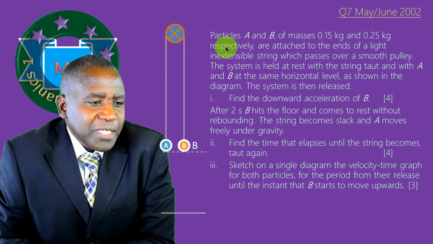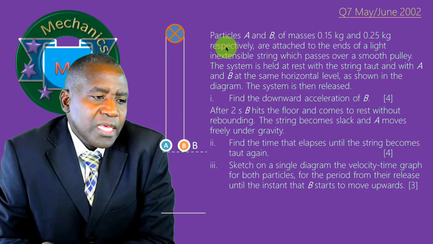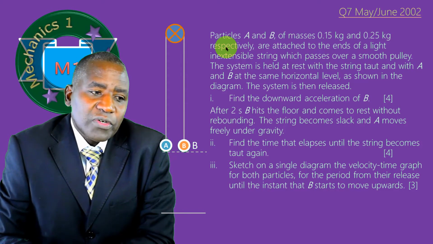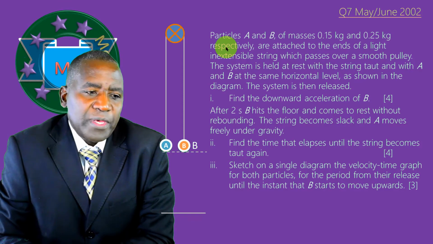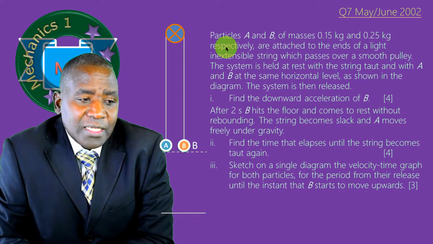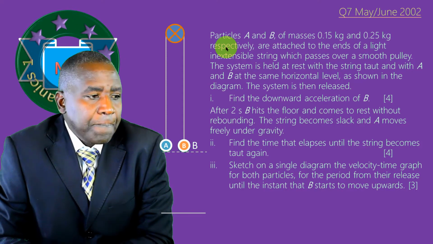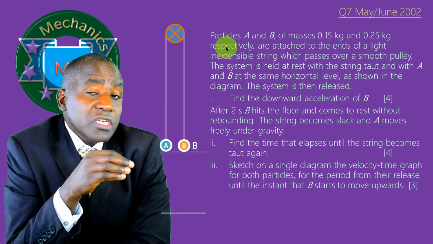Find the time that elapses until the string becomes taut again, and then sketch on a single diagram the velocity-time graph for both particles for the period from their release until the instant that B starts to move up again.